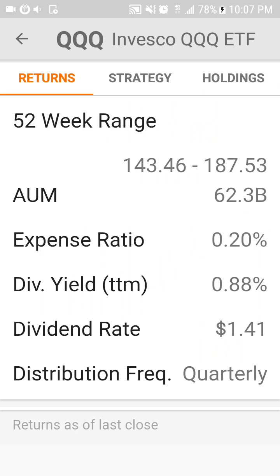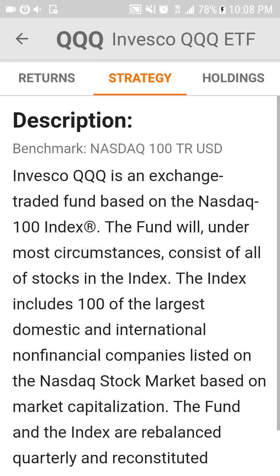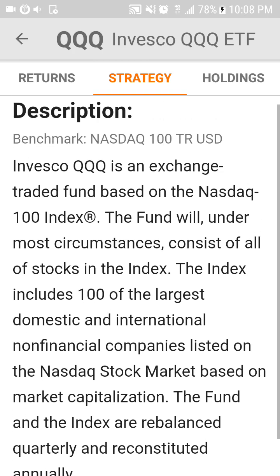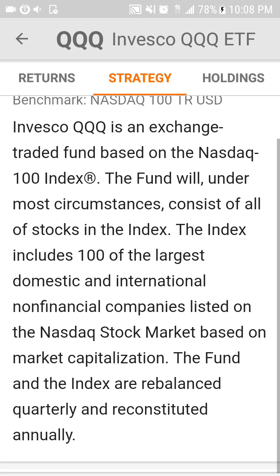For the 52-week range, you can see $143.46 is the low and $187.53 is the high. Under that, assets under management are $62.3 billion. Expense ratio is 0.2%. Dividend yield is 0.88%. The dividend rate is $1.41, and distribution frequency is quarterly. Next is the strategy, which provides a description of the overall theme of this ETF.